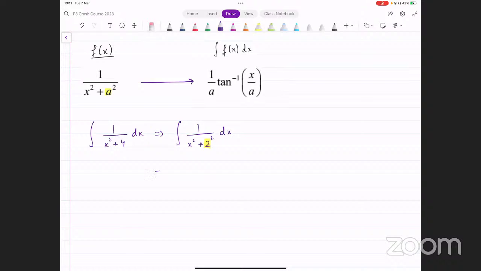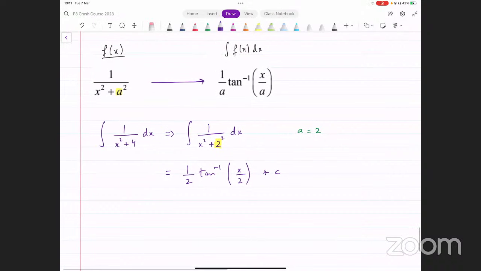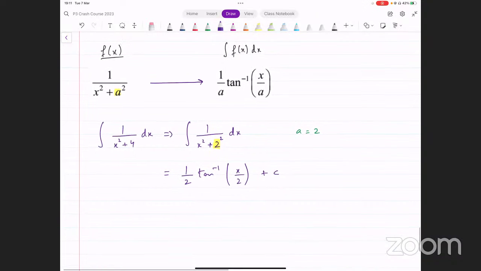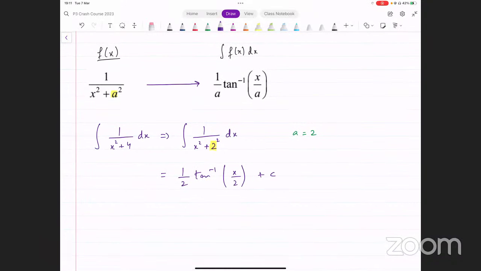So what would this become? In place of a here, what's the value? I have 2. So in this form, I can just input a equal to 2, and that would give me 1 over 2 into tan inverse of x over 2 plus c, and that would be my integral. So this is the rule in which we convert something to tan inverse. This is the next rule that we have. It's written in the formula sheet in this form: 1 over x squared plus a squared. If you have something in this form, it can be converted to tan inverse like this.